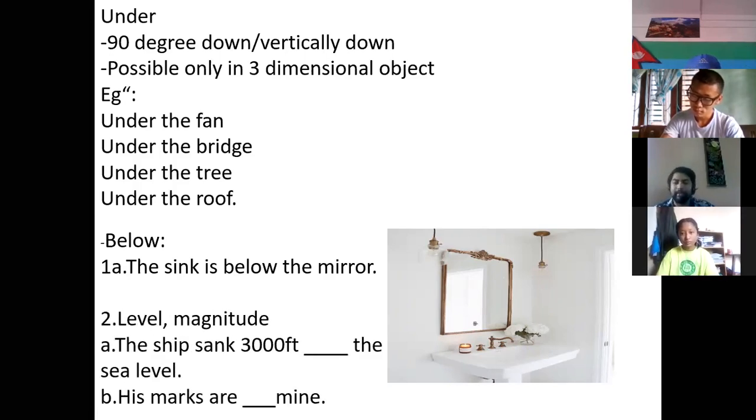The ship sank 30,000 feet below. His marks are below. माथि बिलोबाट मेजरमेन्ट गर्दा बिलो, नेभर अन्डर युज गर्दैन है. Below the sea level. His marks are below 9. Below 9 भन्ने के भन्ने comparison गर्दै हुन्छ, लेभल हैन. His rank is above 9, मेरो भन्दा माथि छ, over 9. अनि कहिले पनि comparison measurement मा हामी चाहिँ above र below युज गर्छौं, we don't use over and under.